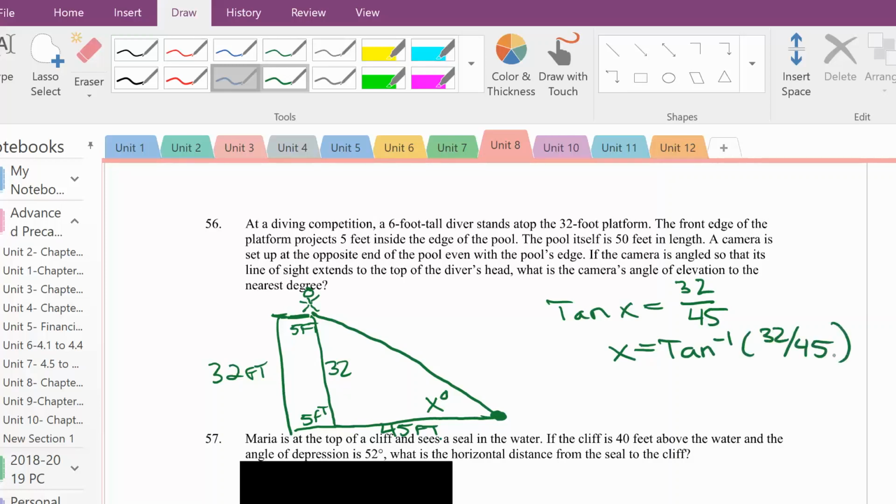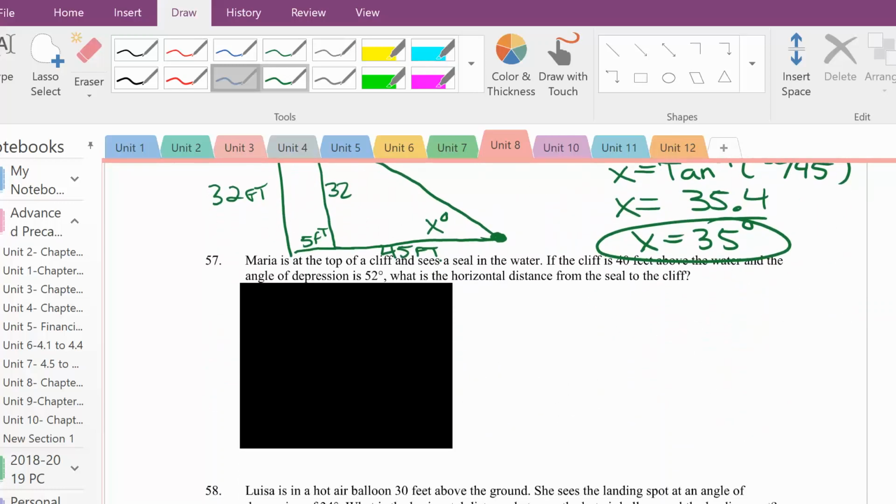Type that in your calculator of 32 over 45. And you get the angle of elevation is 35 degrees, because it's about 35.4, but it says to the nearest degree, so it's 35 degrees.